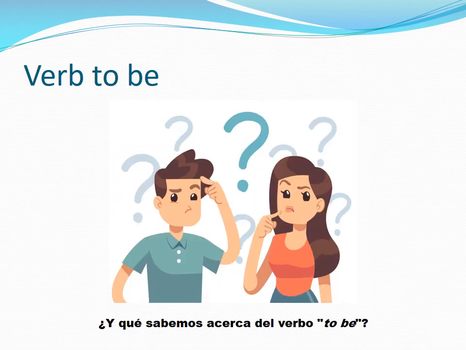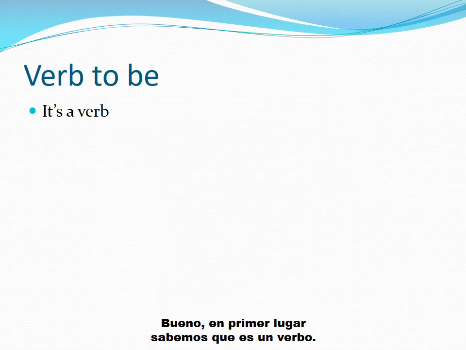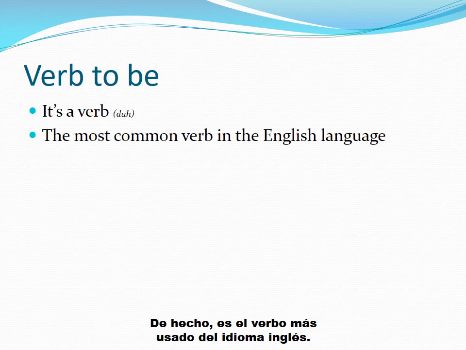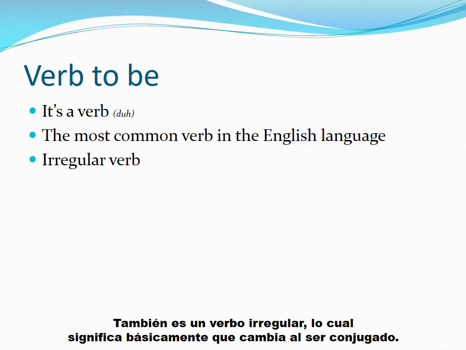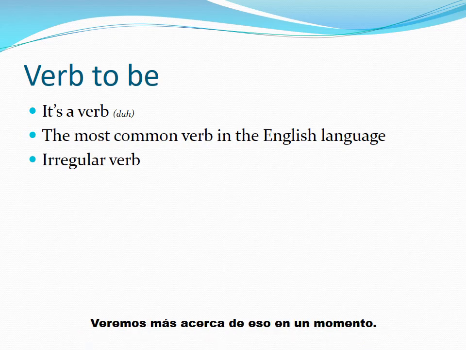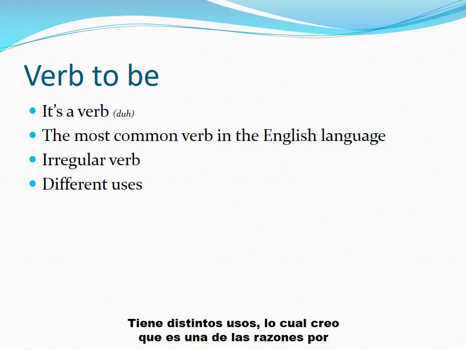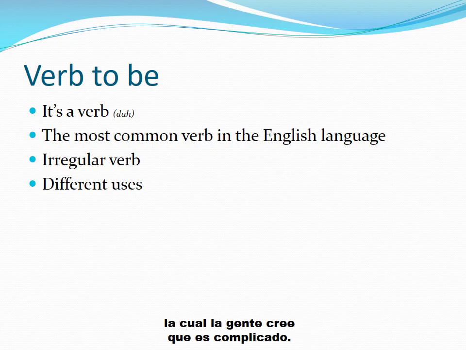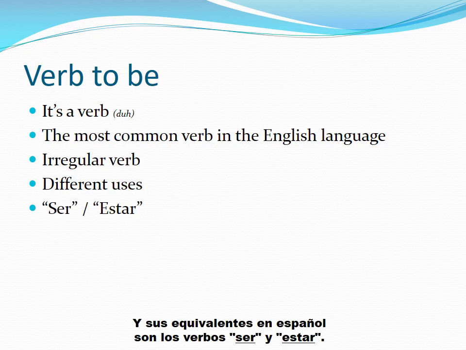So what do we know about the verb to be? Well, first, we know it is a verb. In fact, it is the most used verb in the English language. It is also an irregular verb, meaning basically that it changes its form when it's conjugated. We'll see more about that in a moment. It has quite a number of different uses, which I think is part of the reason why some people find it complicated. And its equivalent in Spanish are the verbs ser and estar.